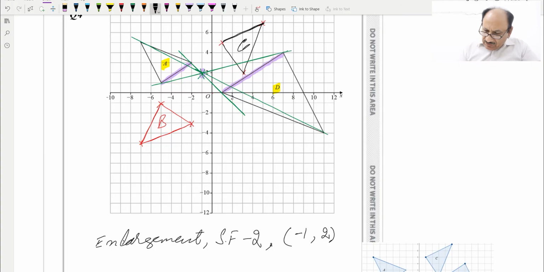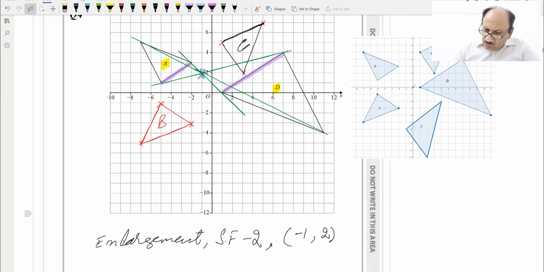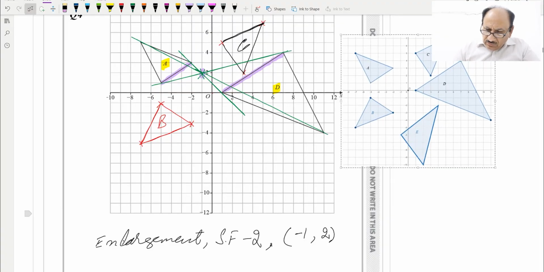Now the next part, which is the D part. If you check, I have given over here the proper answer also, which you can compare with the drawings which we are getting. Hopefully you are understanding each and everything.